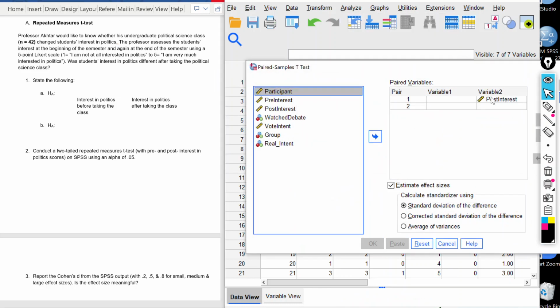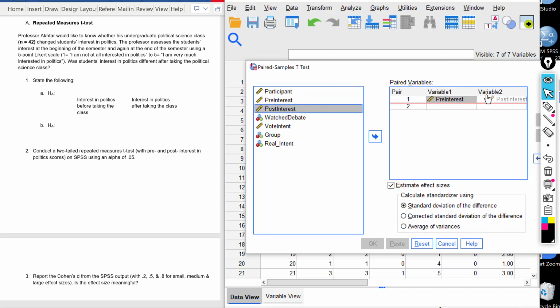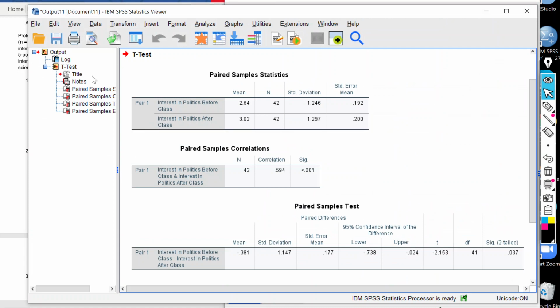And I've already done this, so I'm just going to repopulate this so that you can see it in real time. So I'm taking the pre-test, moving it over to the Variable 1 box, and I'm taking the post-test and moving it to the Variable 2 box. All right, and then Effect size is checked off, and then we're going to press OK. All right, so what do we see here?